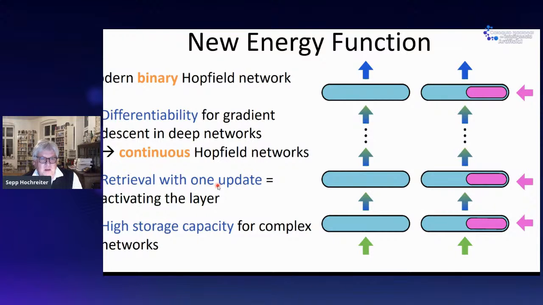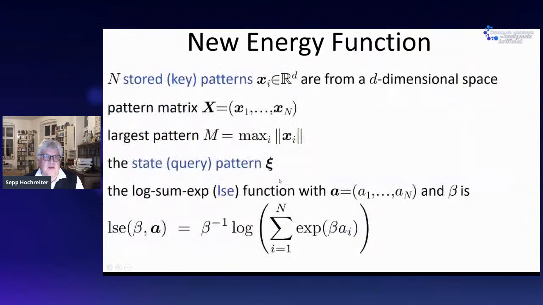Also, what we want to have from the modern binary Hopfield network is retrieval with one update. Because if we can retrieve with one update, it is the same as activating the layer or doing one update. Therefore, we don't have to change our programs, because activation of the layer is the same as doing one update. It's one computation, one procedure, and not an iterative procedure. Also, this would go very nicely with what we already know from deep neural networks. And we also want to keep the high storage capacity to get a lot of patterns stored in this associative memory. And now I want to show you how to construct this.